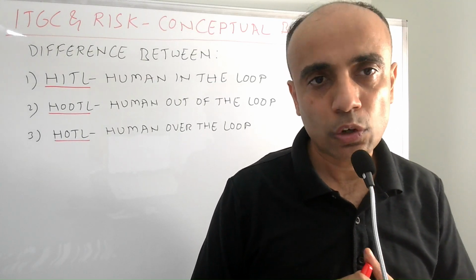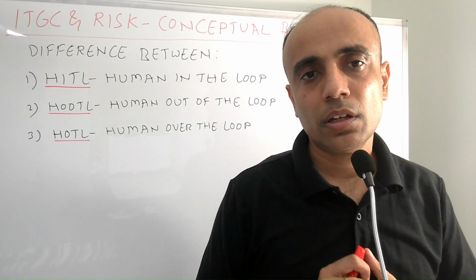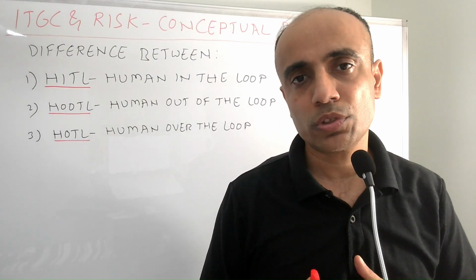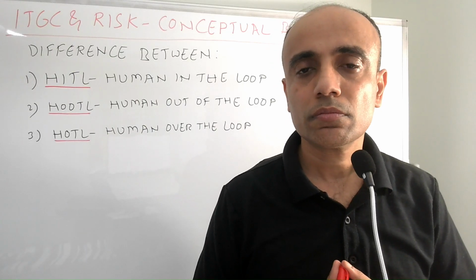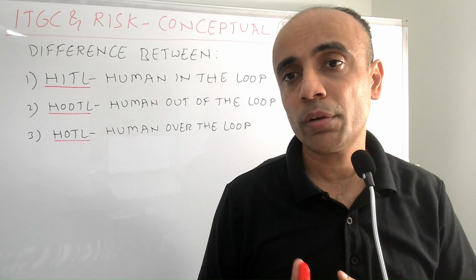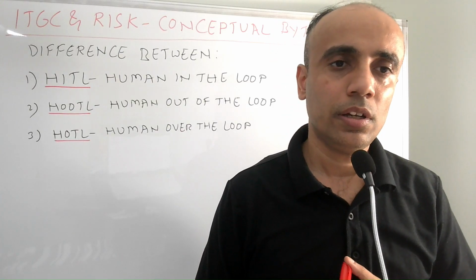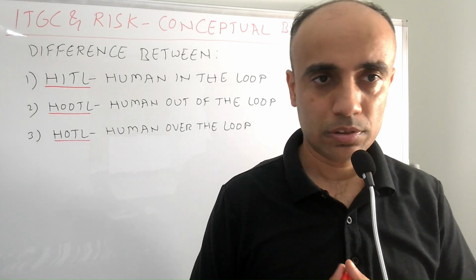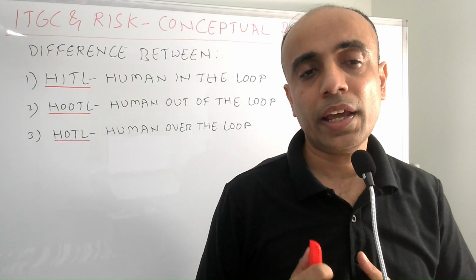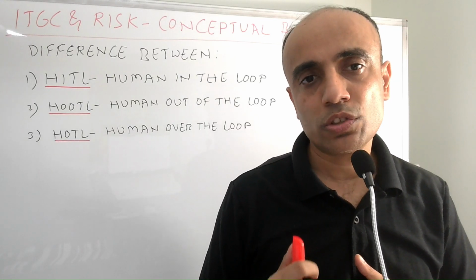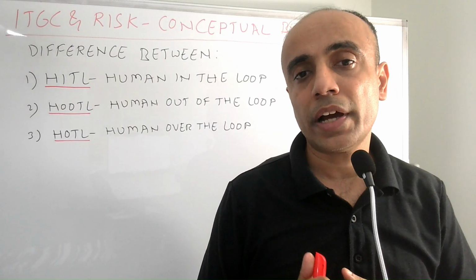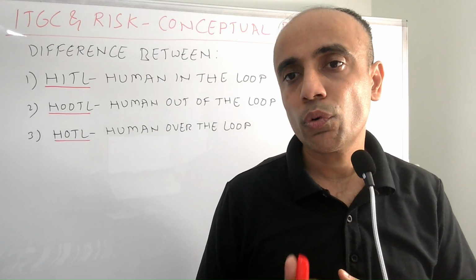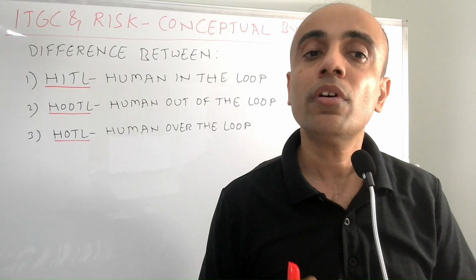So first, human in the loop or HITL. This means human is actively involved in the decision making process. That's what in the loop means. The system cannot act without human input for critical steps. So let's understand this with a few examples. First is an AI model like IBM Watson Health suggests a medical diagnosis, but a doctor will review it and approve it before treatment is given. This is an example of a human in the loop.